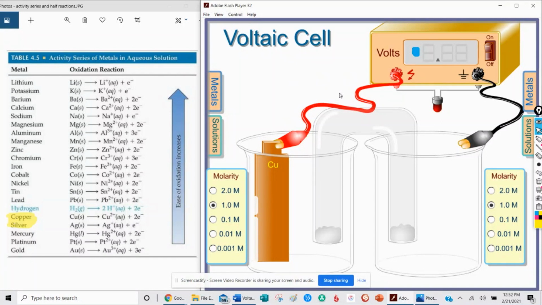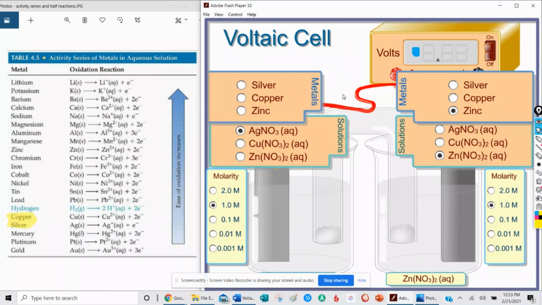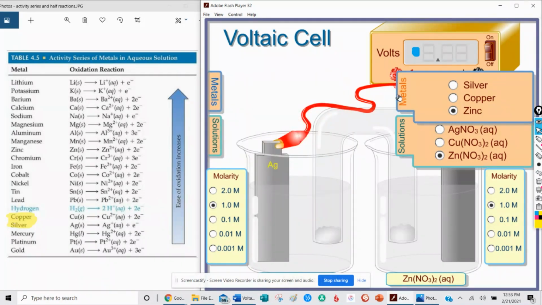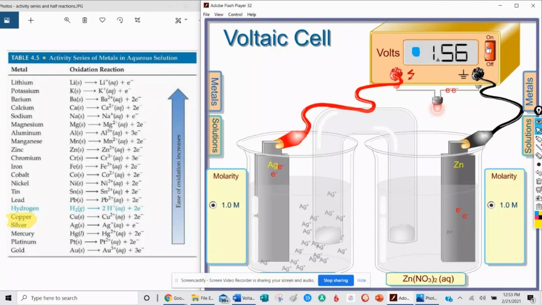So the first pair that you were to do in your lab data table was copper and silver. You can rewind this video and see what happens and fill out that chart. The next one that you are going to do in your lab is silver and zinc, and here I have that set up. And I will turn on the meter and you can get all the data and fill in your chart.